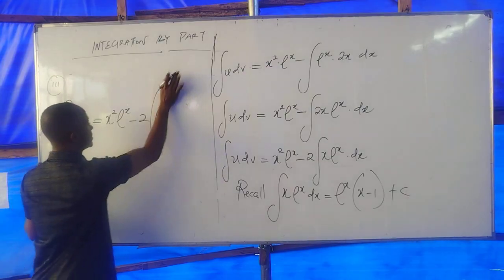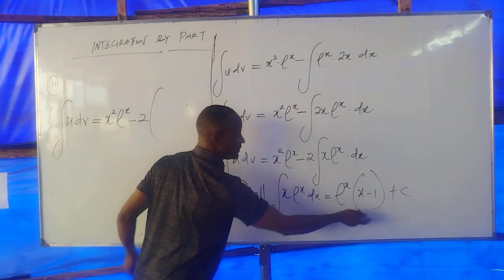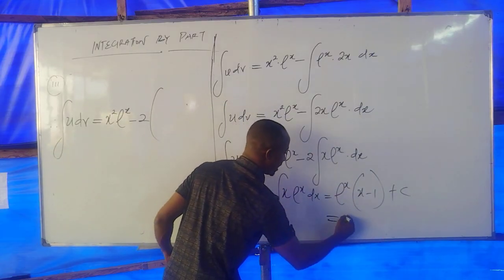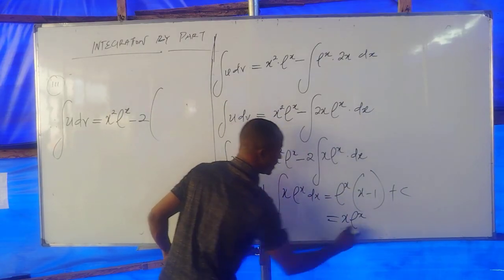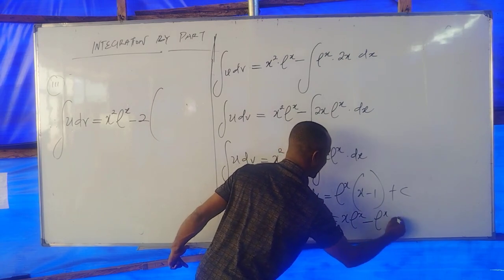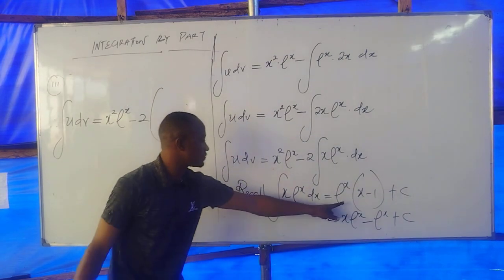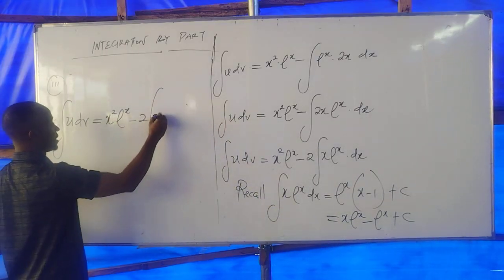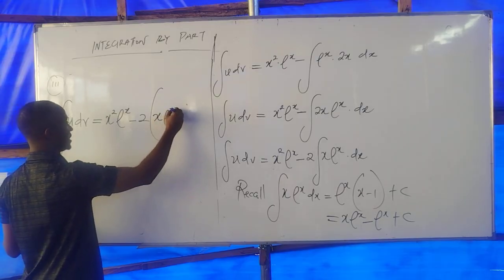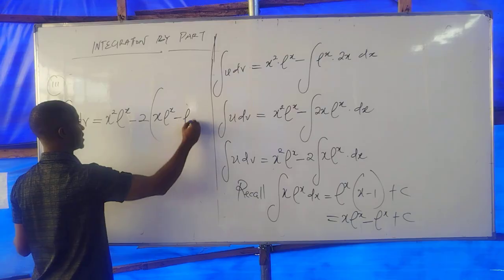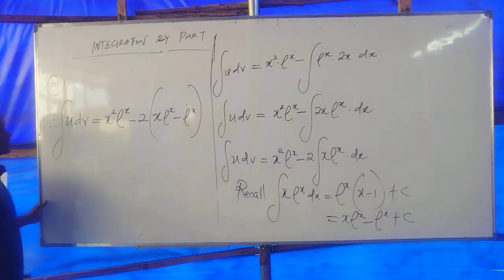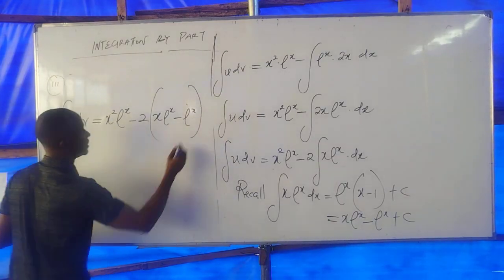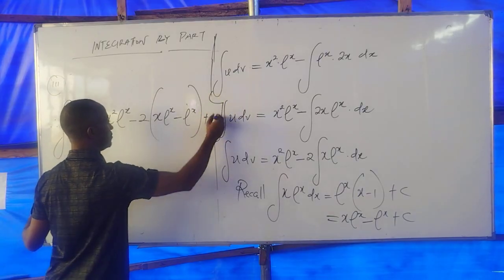This is the same as, let me use the first one, x exponential x minus exponential x plus C. If I expand this, I will have this, right? Let me just put this directly. So what do you have here? x exponential x minus exponential x plus C.